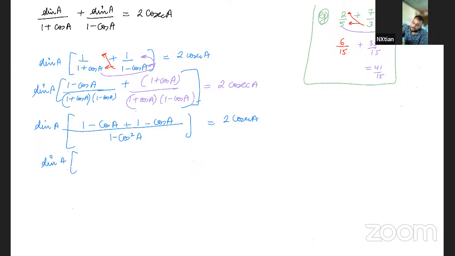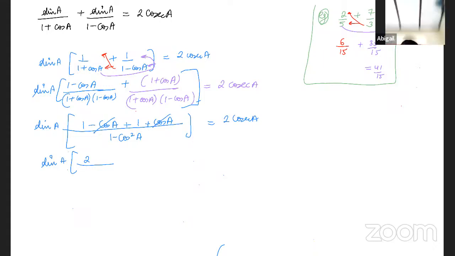Okay, so sine A. Now this plus cos A and minus cos A will cut, so it becomes 2. 1 plus 1 becomes 2. And 1 minus cos square A, can you tell me what I can write? 1 minus cos square A, can you tell me from the formulas? Abigail, I want an answer from Abigail. What will you write for 1 minus cos square A? I gave you the formulas. Can you see from the formula sheet?